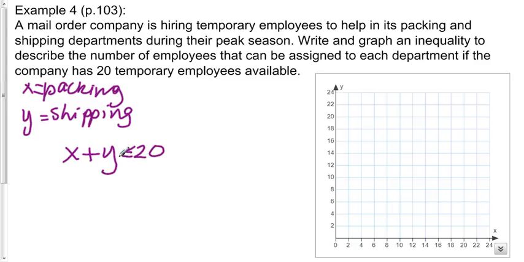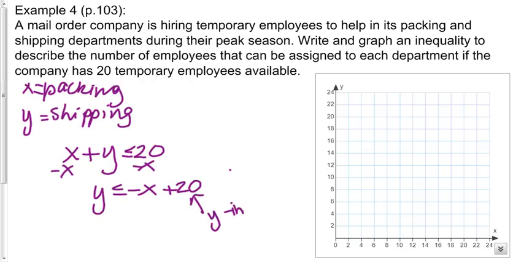If we want to graph this here, you could make an X and Y table, or you certainly could solve this equation for Y, and that's what I'm going to do because it's really simple. I'm going to subtract X on each side. Y will be less than or equal to negative 1X plus 20. Okay, so let's go ahead and graph this. This is in slope-intercept form, so I know that 20 is my y-intercept, and the number times x here is negative 1, so negative 1 over 1 is my slope. I'll show you what the graph looks like.